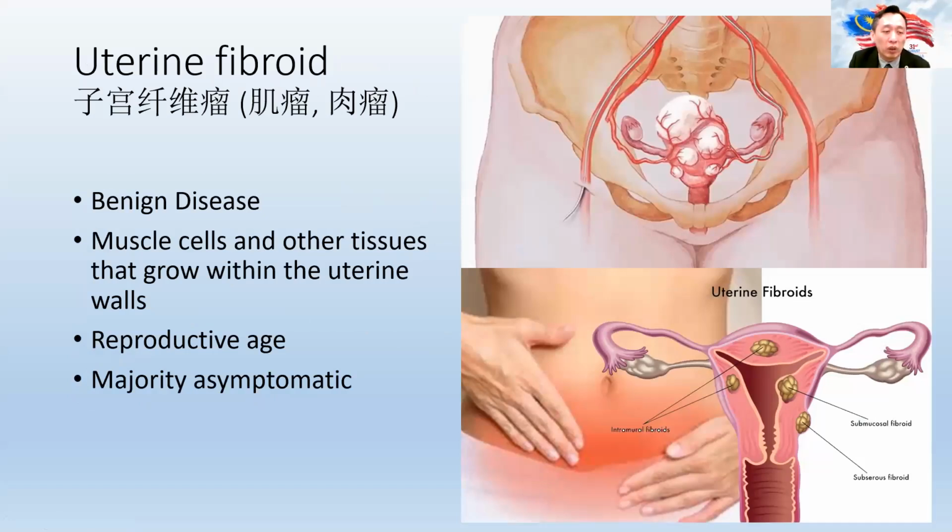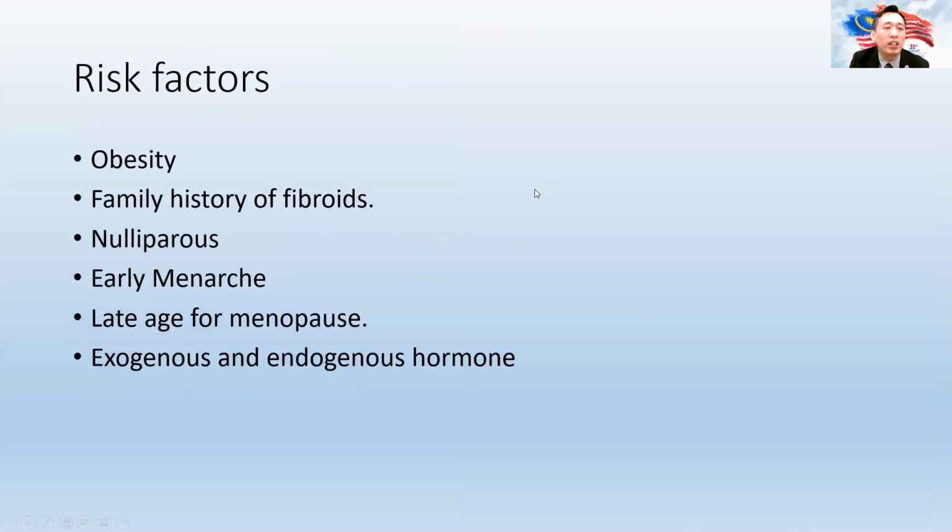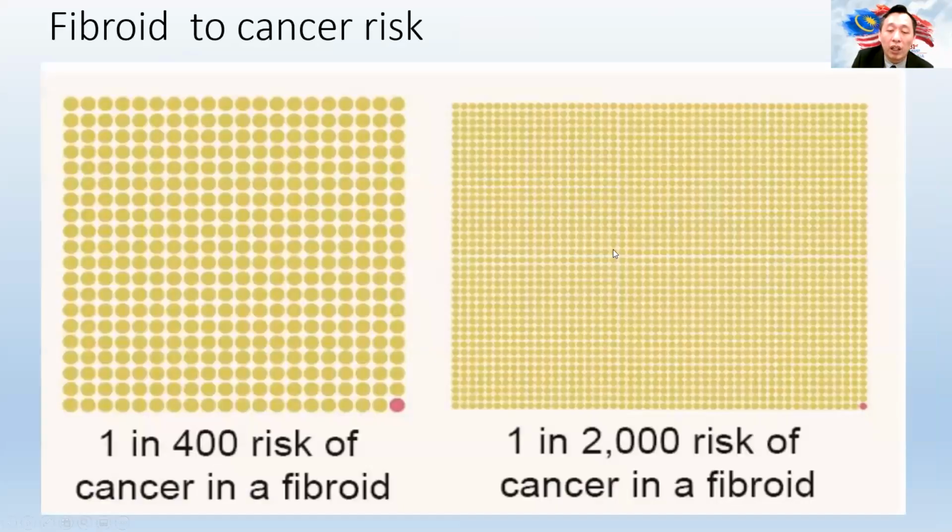Normally it happens in the reproductive age group. The majority are asymptomatic. Risk factors: obesity, family history of fibroid, nulliparity, early menarche, late menopause, and also exogenous and endogenous hormones. If you have a fibroid, 1 in 2,000 becomes cancer. If the patient is symptomatic, 1 in 400 is a cancer. If it's more than 5 cm, the likelihood of cancer is higher. If it's less than 5 cm, the likelihood is lower.